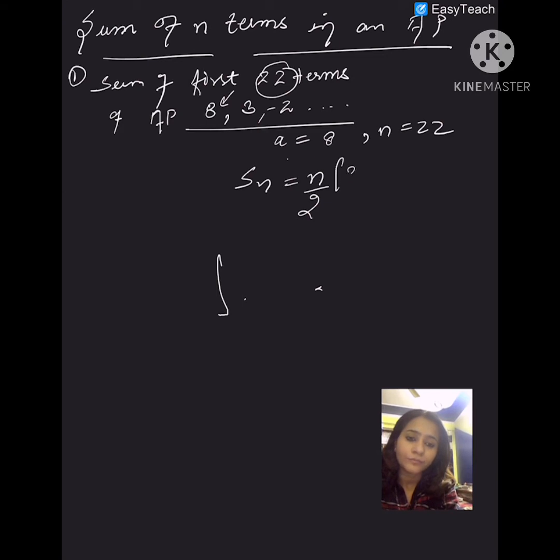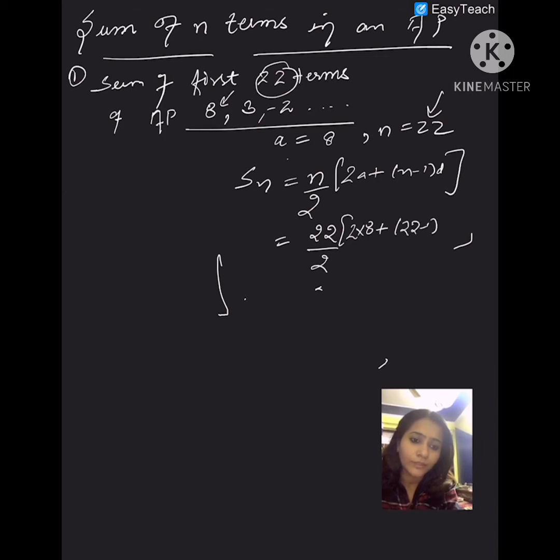n by 2 into 2a plus n minus 1 d. This is the formula. Now keep the digits here. Here the n is 22, and then 2a is 8, and then n minus 1 is 22 minus 1, and d is what? You need to carry on the d. d here is 3 minus 8, that is minus 5. So here you get the minus 5.